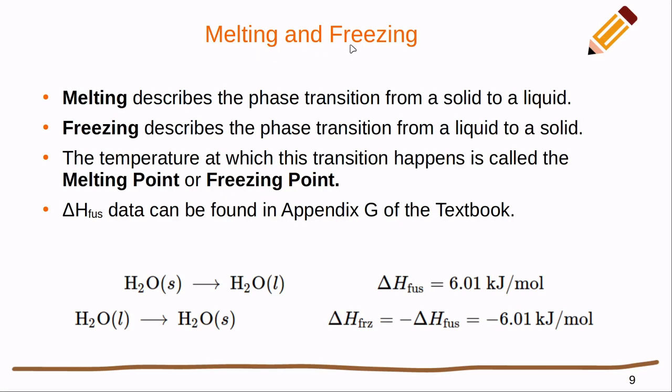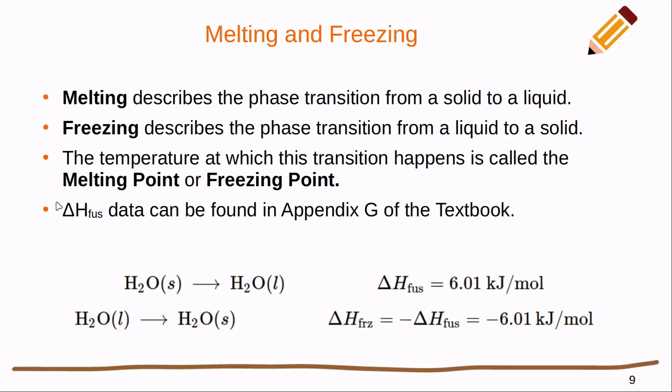So let's talk a bit about melting and freezing. Melting is exactly what you think it is. It is the phase transition from a solid to a liquid. Freezing is the opposite of that. It's a transition from a liquid to a solid. The temperature at which this transition happens is the melting point or freezing point. Because it's happening at the same temperature, the melting point and the freezing point are the same thing. We only make a distinction depending on the direction that we're going.